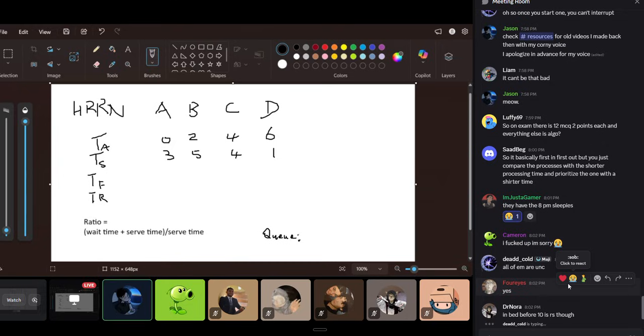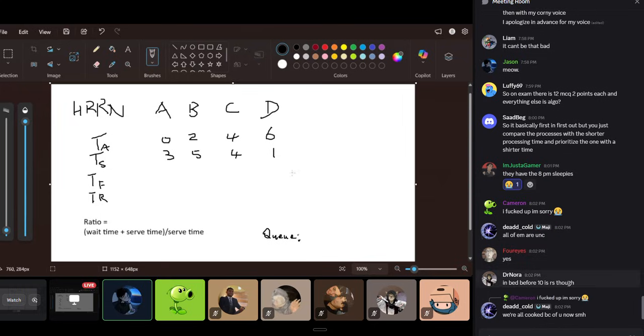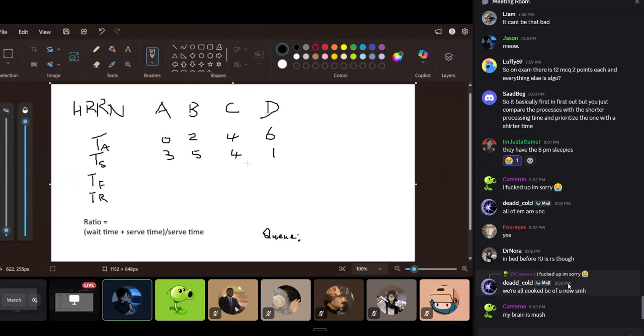All right, so highest response ratio next. I went ahead and just stole Cameron's numbers. Same thing here: the arrival times are 0, 2, 4, 6 and the service times are 3, 5, 4, 1. This one is purely mathematical. You plug numbers in and calculate whichever ratio is the highest, and that determines who goes next. I'm going to draw the graph with A, B, C, and D. This is a non-preemptive algorithm, meaning you run the entire service time all the way through, regardless.